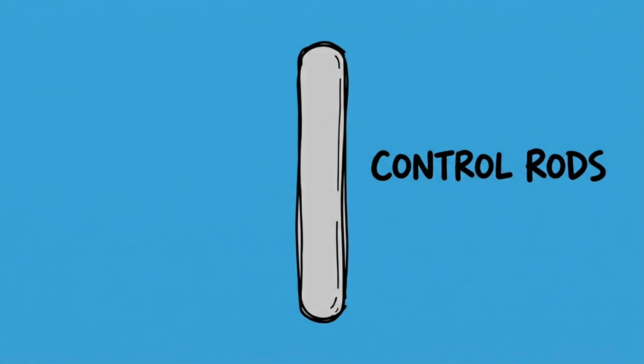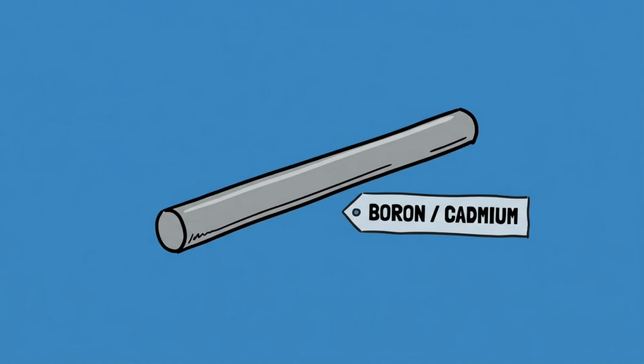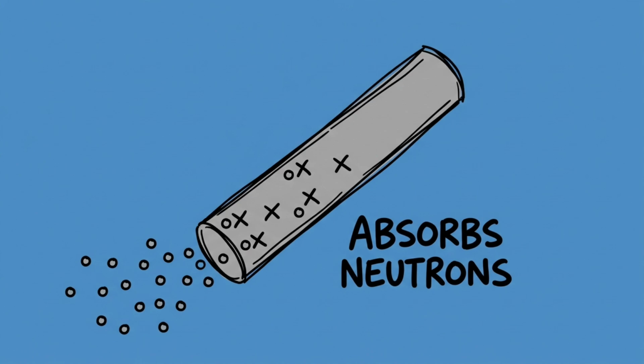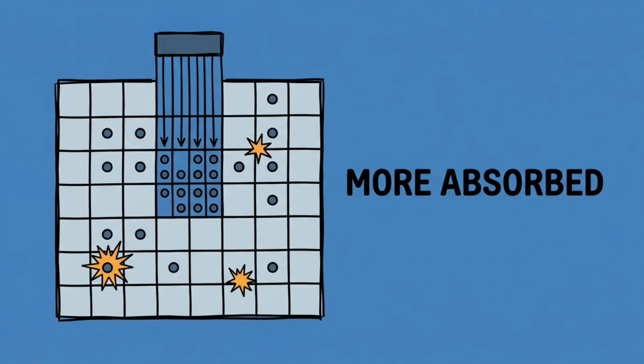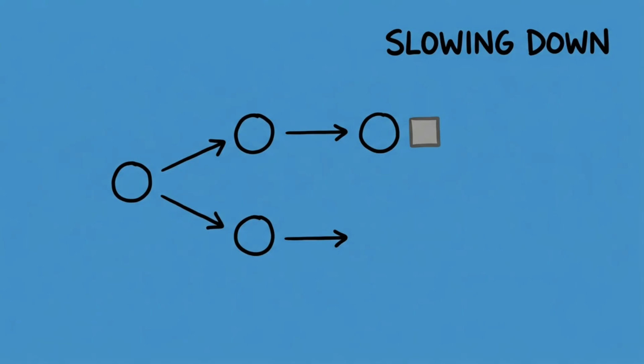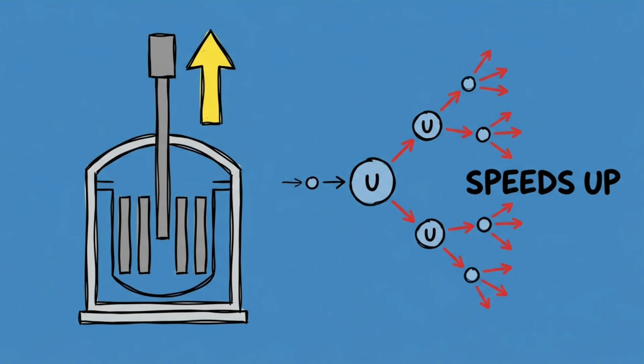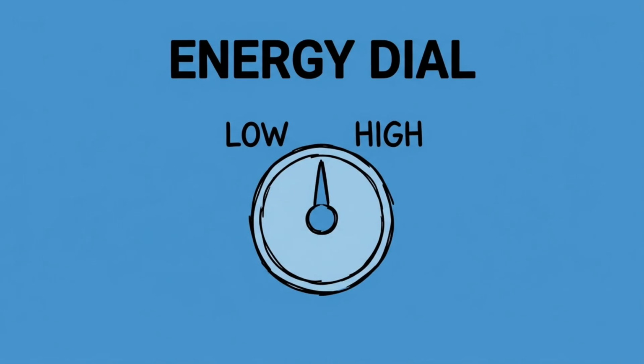Control rods do the opposite job. Made of materials like boron or cadmium, they absorb neutrons rather than letting them hit more uranium. Slide the control rods deeper into the reactor core, and you absorb more neutrons, slowing the reaction down. Pull them out, and the reaction speeds up. It's essentially a dial for how much energy the reactor produces at any given moment.